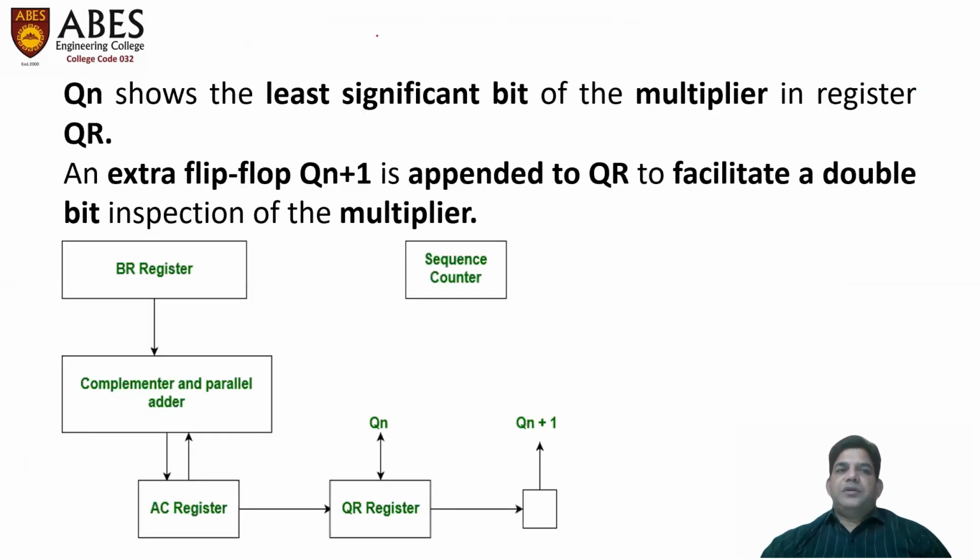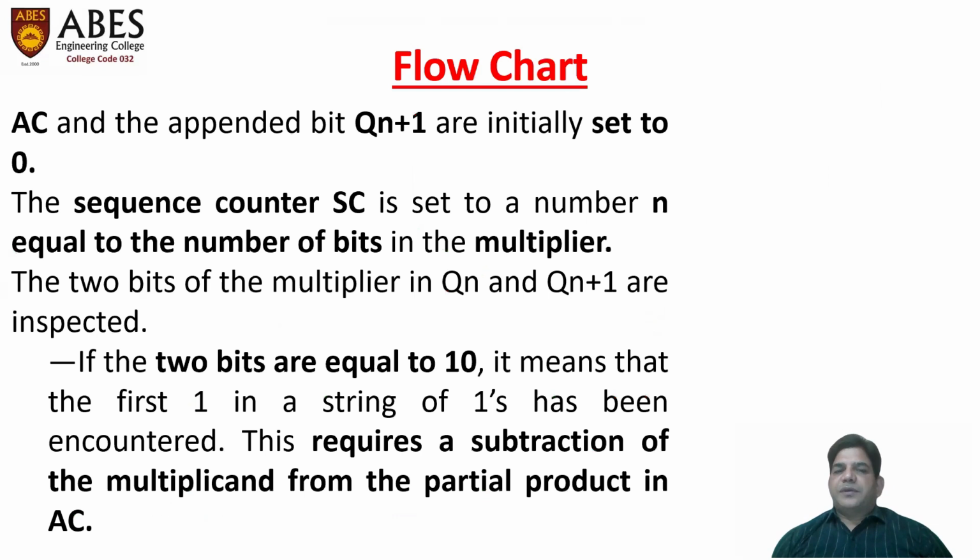Now Qn shows the least significant bit of the multiplier in the register QR. An extra flip-flop, known as Qn plus 1, is appended to the QR to facilitate a double bit inspection of the multiplier. So we have the 2-bit inspection, Qn and Qn plus 1, and there are 4 possibilities: 00, 01, 10, and 11. Here we check this 2-bit position, Qn and Qn plus 1.